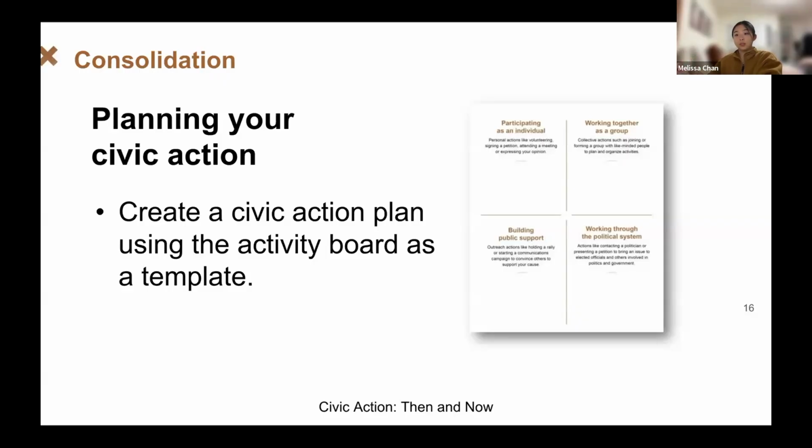So, for example, for racism, I'll ask them, okay, what are some individual actions you can do? What are ways you can work through the political system? What are ways you can work in a group? What are ways you can, what's the last one? Man, I should know this, shouldn't I? Oh, it's right there. Work together as a group, build public support, right? So different ways you could do these things.